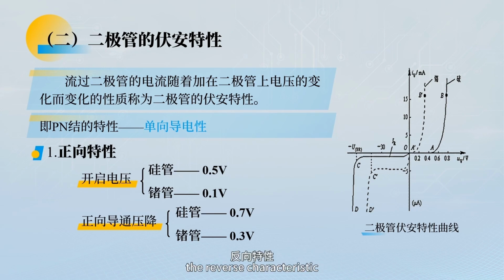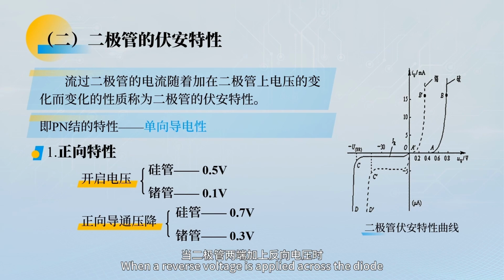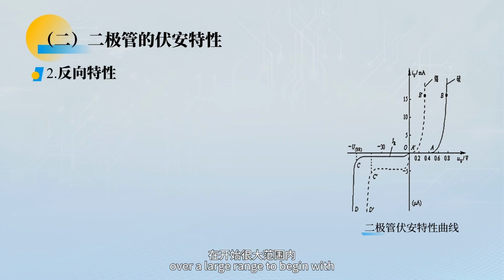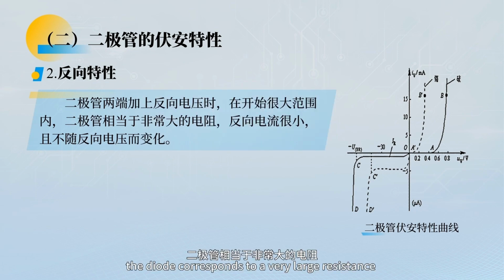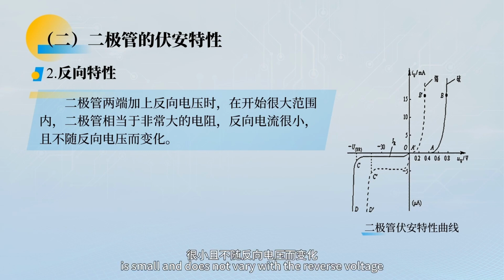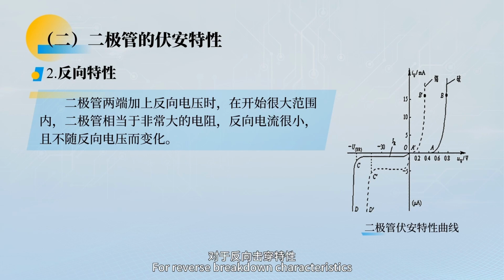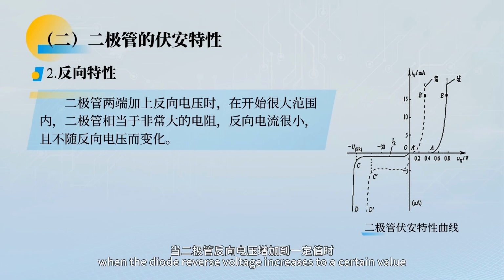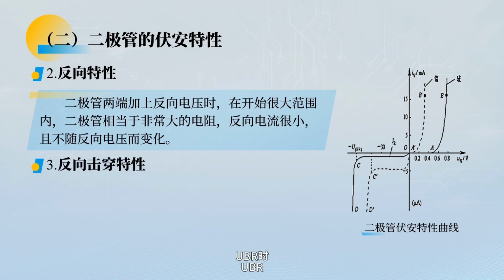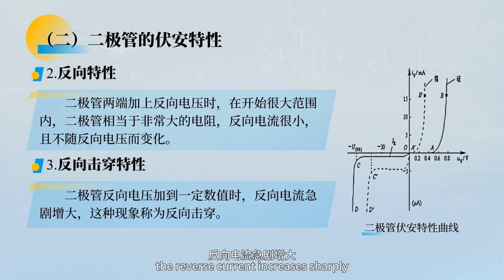Second, the reverse characteristic. When a reverse voltage is applied across the diode over a large range to begin with, the diode corresponds to a very large resistance, and the reverse current is small and does not vary with the reverse voltage. For reverse breakdown characteristics, when the diode reverse voltage increases to a certain value, UBR, the reverse current increases sharply. This phenomenon is called reverse breakdown. UBR is called reverse breakdown voltage.